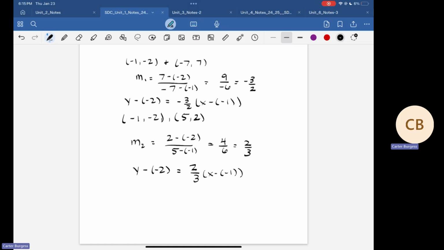And number 20, what we can say is that these two lines are perpendicular because the slopes are opposite reciprocals. A quick way to check, are two slopes opposite reciprocals? If you take their product, you are always going to end up with -1. So they are, in fact, perpendicular lines.